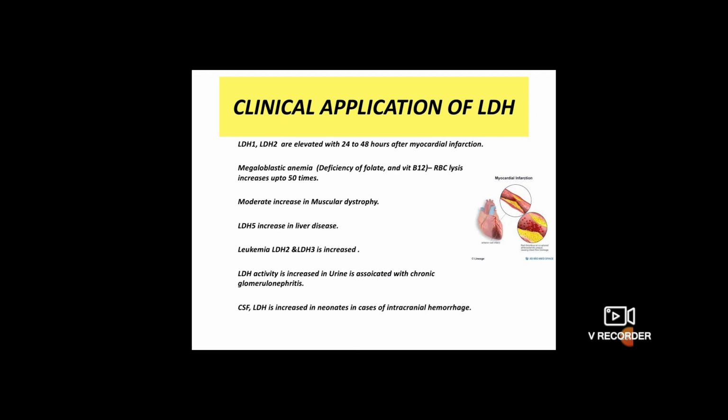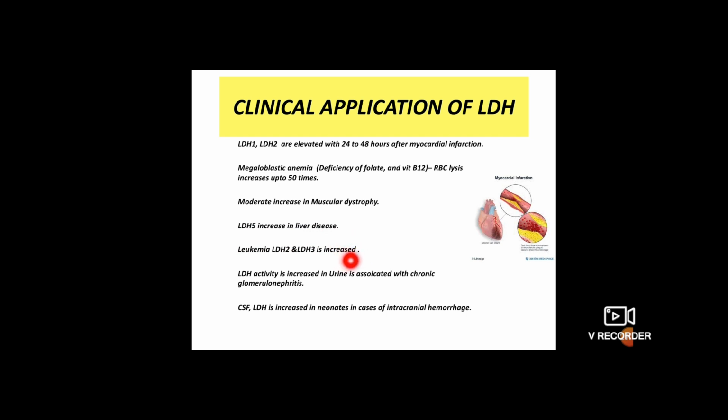And the last one is the clinical application of LDH. So far we have seen that LDH 1, 2 are elevated in the 24 to 48 hours after the myocardial infarction. And then even megaloblastic anemia, when you have anemia which belongs to the folate and vitamin B12 deficiency, then RBC lysis. So that is also root cause for the increase of LDH. And in the muscle dystrophy also it is increased. And liver disease, either carcinoma, liver cancer, whatever, LDH5 is increased. Then leukemia, LDH2 and LDH3 is increased.